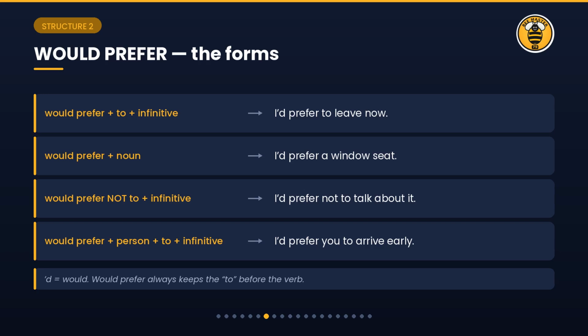And here is a useful advanced one. If the other person is doing the action, name them and keep the to. I'd prefer you to arrive early. That is a very polite way of making a request in English.